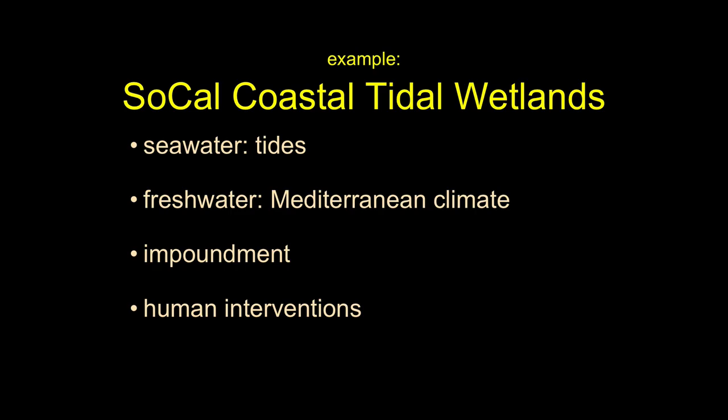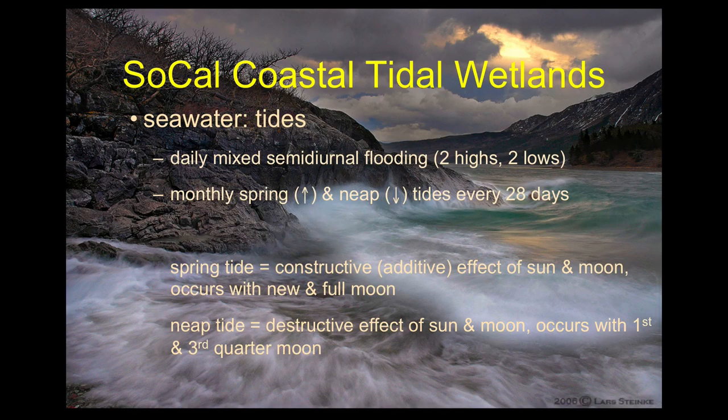There's impoundment, meaning constrained movement of water, and then there's tons of human interventions. So to understand the hydrology in this example here in Southern California, you would need at a minimum to understand these four things: tides, freshwater inputs via primarily rainfall or subsurface movement, impoundments around the wetland, and then any human messing around with the water flows. So let's talk about our tides first.